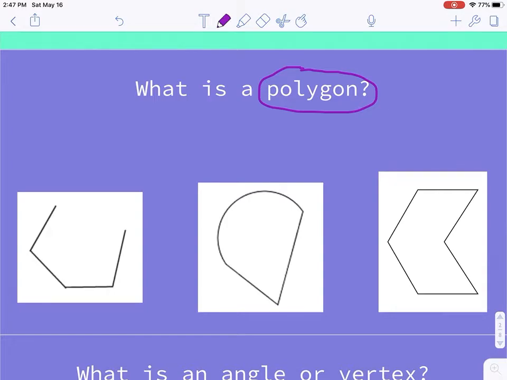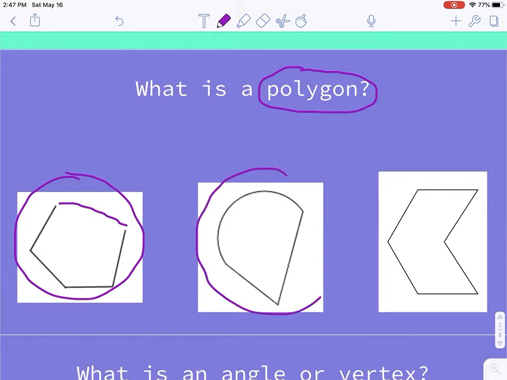So if I look at this one over here, this is not a polygon because it is open, right? I would need one more line here to connect. It's open, so it is not a polygon. This one is also not a polygon because it has a curved line, and a polygon needs straight lines that connect. This one over here is a polygon, okay? It has straight sides, it connects, it's a polygon. Okay, moving on.